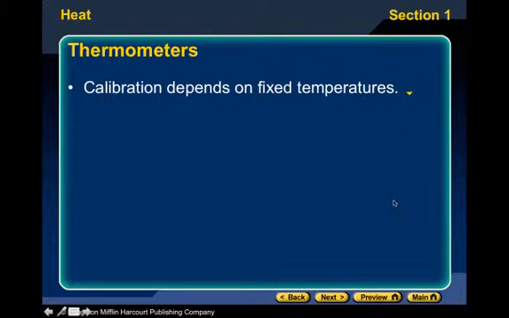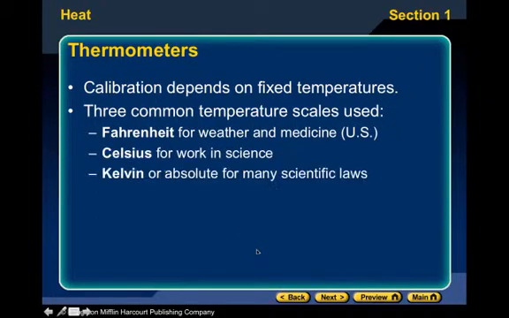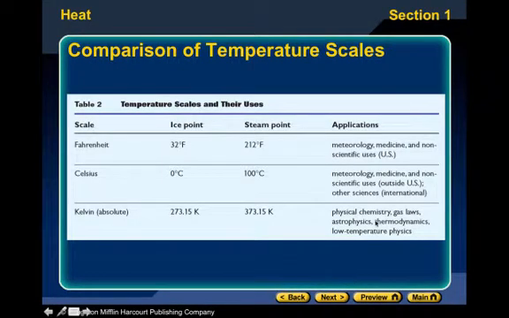Calibration depends on fixed temperatures. So when we use our logger probe, the steel temperature probes, we always calibrate it, and we depend on fixed temperatures. So you always want to measure like the freezing and the boiling point because we know what those should be. The 3 common temperature scales: Fahrenheit, Celsius, and Kelvin. Everyone knows the freezing point: 32 degrees Fahrenheit, 0 Celsius, 273.15 Kelvin.